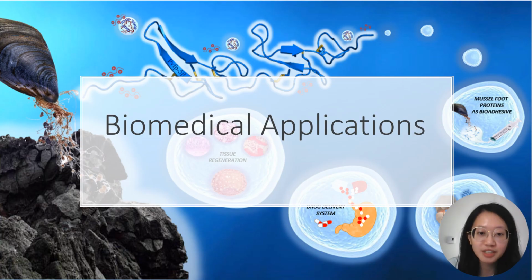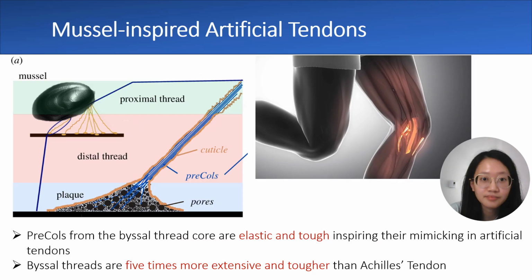Next, we will be discussing biomedical applications of Byssal threads. So first off, mussel-inspired artificial tendons. As I discussed earlier, the collagens, or precols, from the Byssal thread core are elastic and tough. So the ones here are actually 5 times more extensible and tougher than Achilles tendons. This makes them an attractive model for surgical grafting, and so they've been studied and mimicked in artificial tendons.